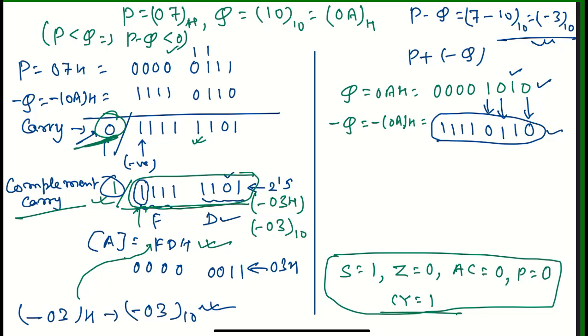I hope you understand this subtraction operation by using the 2's complement method, for P greater than Q as well as for P lesser than Q. This subtraction method will be used in analyzing the subtraction instructions that we are going to use in the 8085 microprocessor. Further, we'll discuss the subtraction instructions in the next videos. I hope you understand up to this very well.